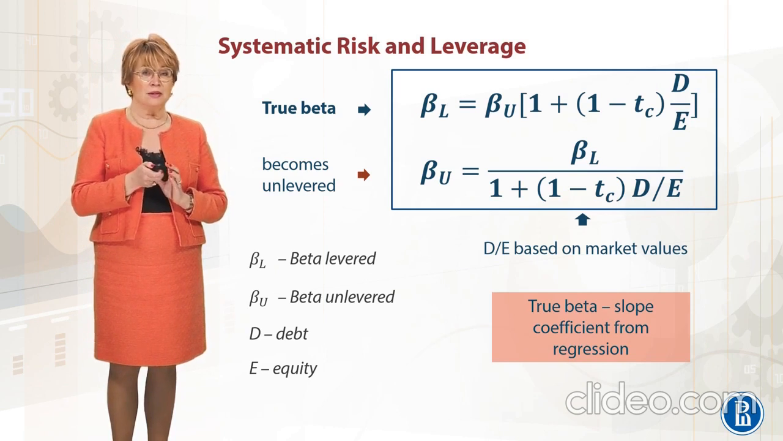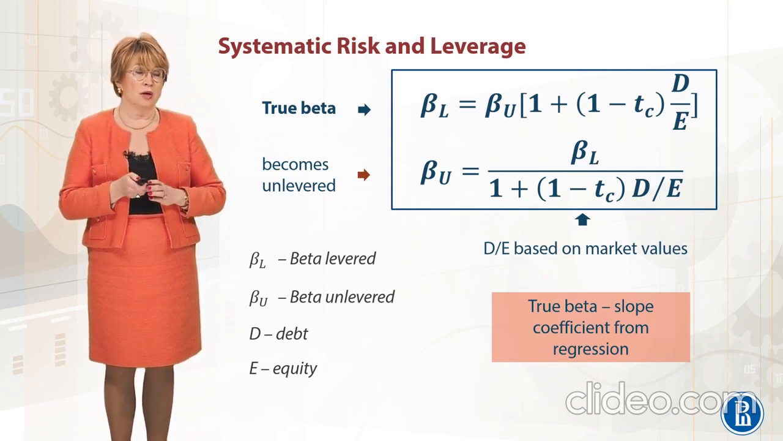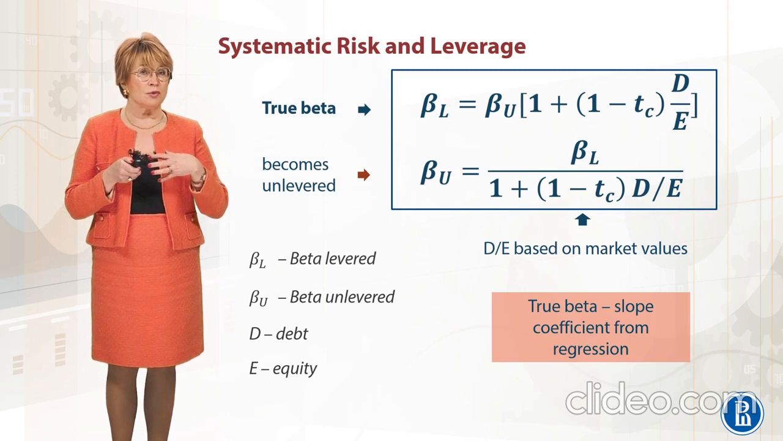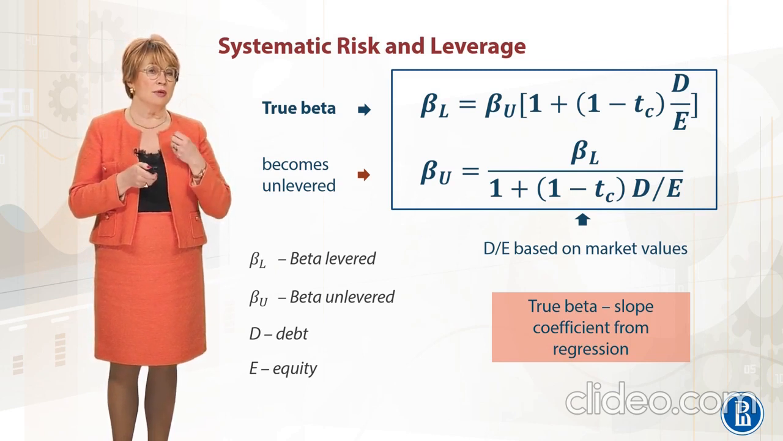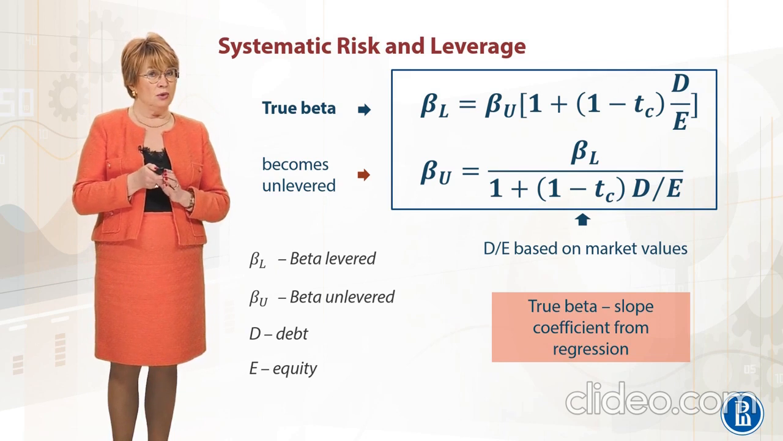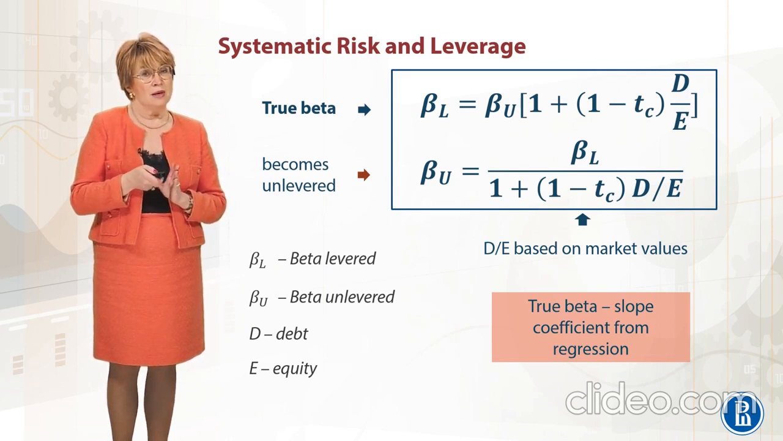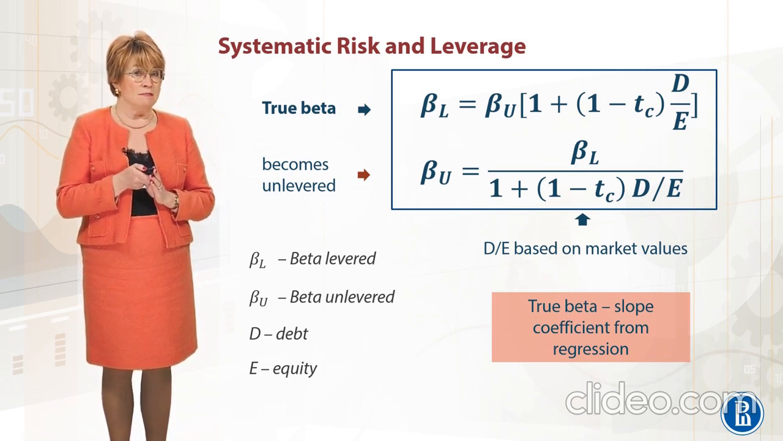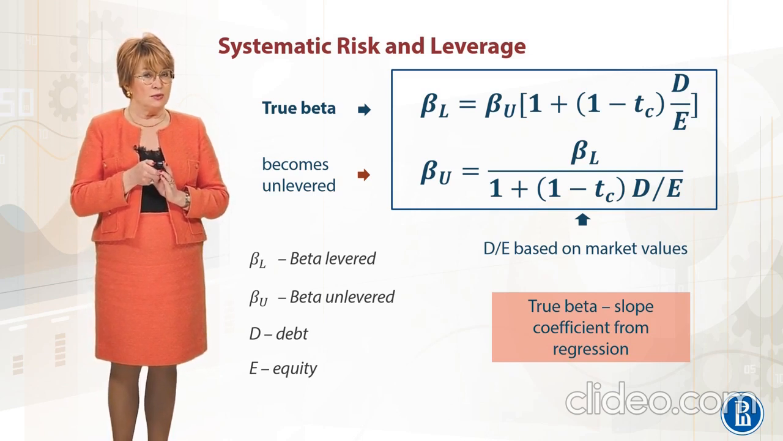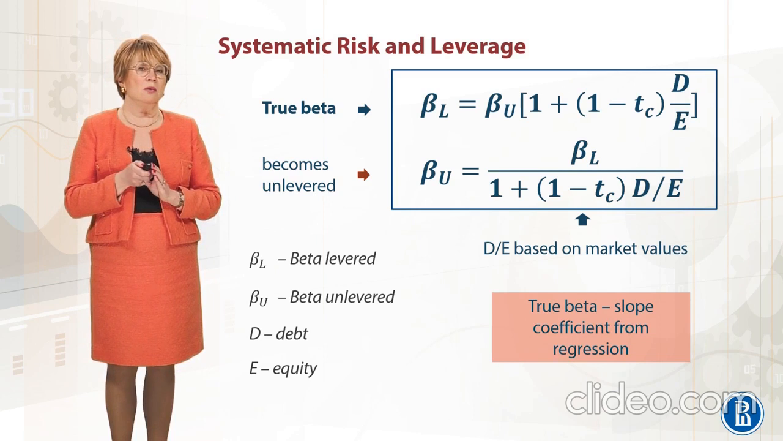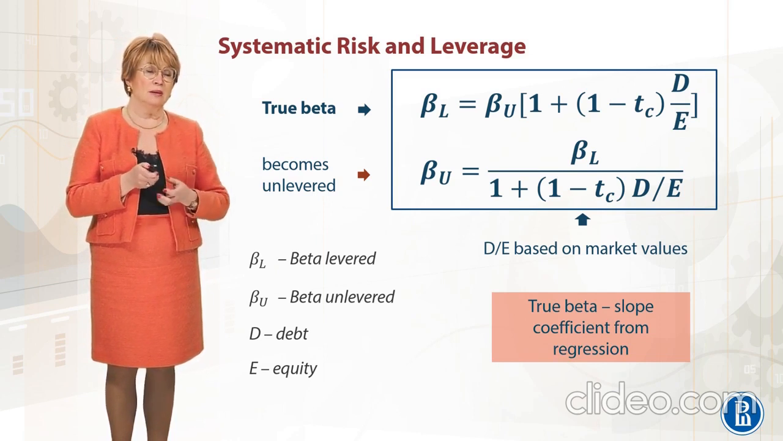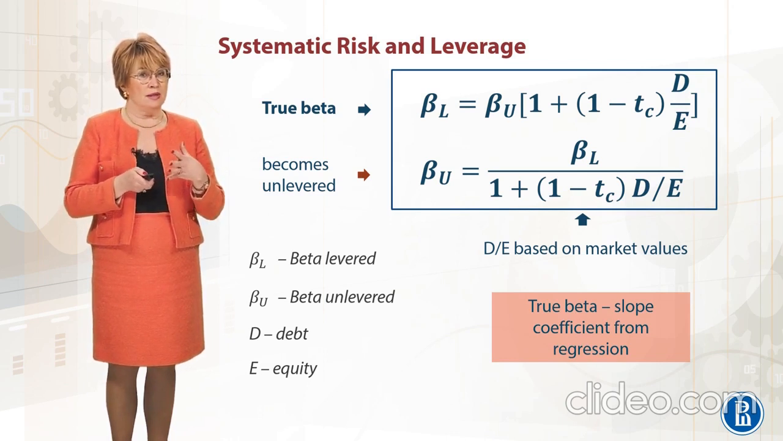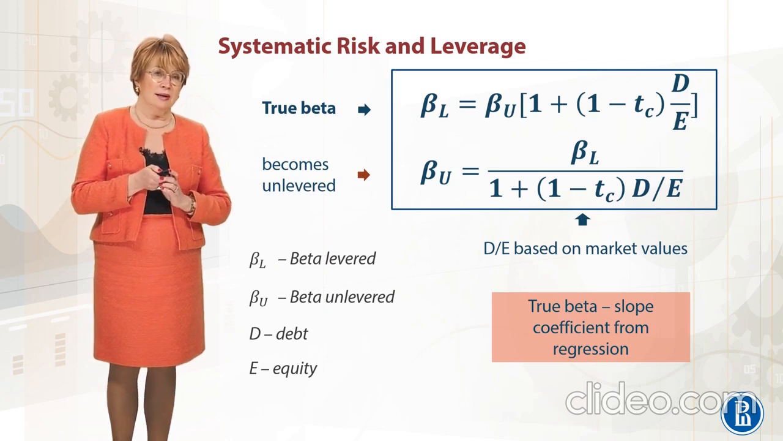So the true beta is the slope coefficient from the regression, as I already mentioned. That's why it's called true, because it's derived from the regression analysis and it's based on the actual data about the return on the stock of some particular company, as compared to the market rate of return for the same period of observations. So the true beta can also be compared to the beta unlevered. Beta unlevered can then be used in some particular analysis.